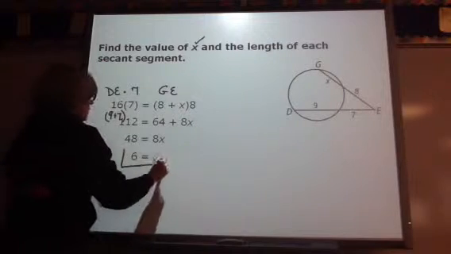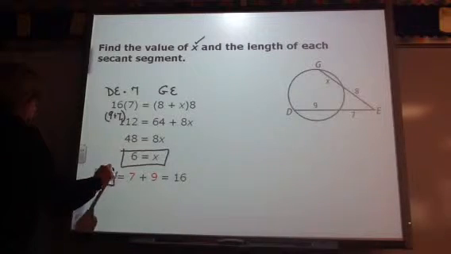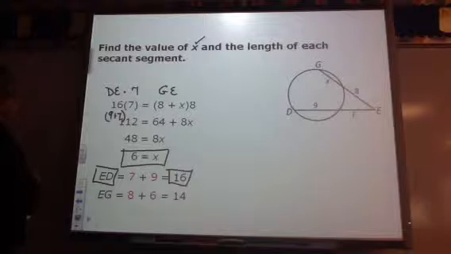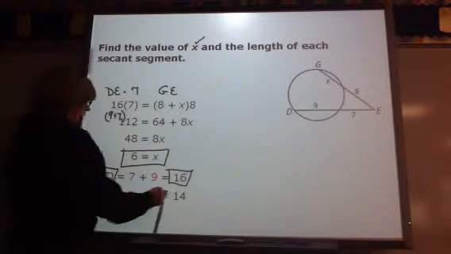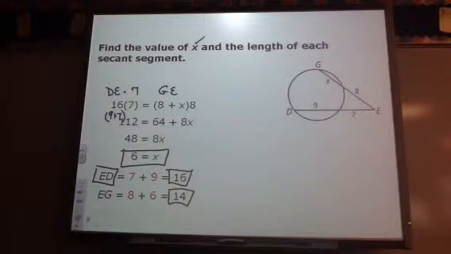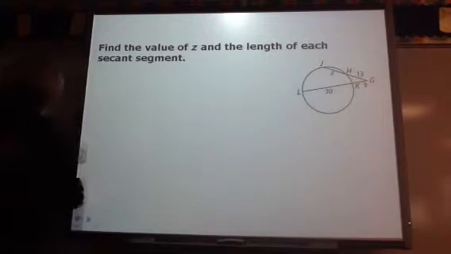So here's one of your answers. And then ED is 16, and GE, or EG, is 14. All right, same thing. I'm going to be quiet and let you work this one on your own. If you get stuck, you can look up here at the board.